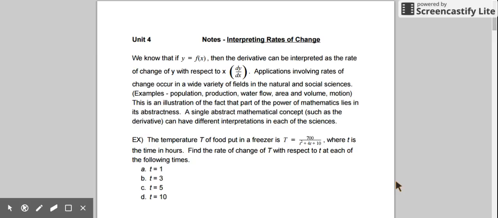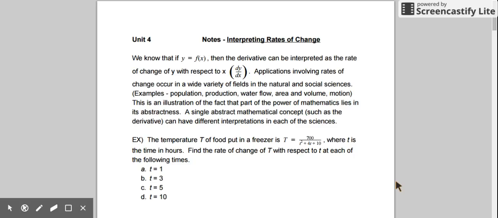In this video, I'm going to be introducing some examples where we have to interpret rates of change, find out how we can use a derivative to solve a problem. So the derivative is a pretty abstract concept, and it can be used in a variety of fields.